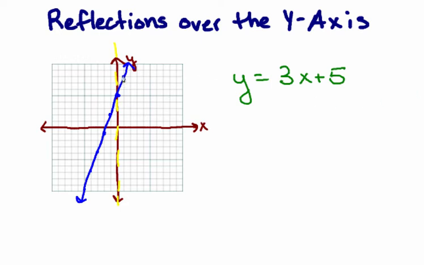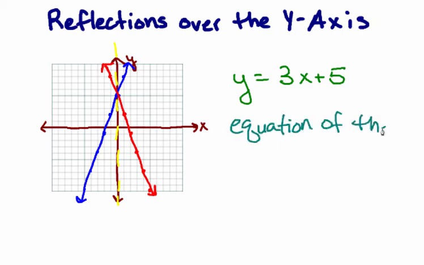Then there was the point at (1, 8), which we can reflect to (-1, 8). There was a point at (-1, 2) that we can reflect to (1, 2). This point gets reflected over here, and if we continue, we can see the pattern developing, and here is the line we get, having reflected over the y-axis. So let's try writing the equation of that line, the equation of the reflected line.